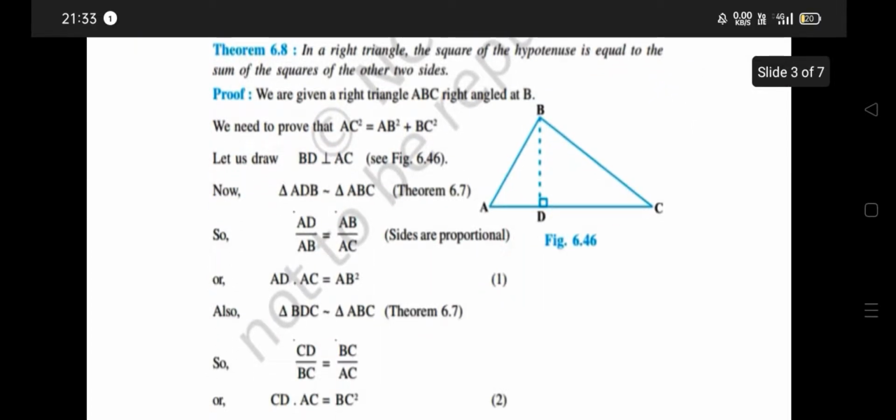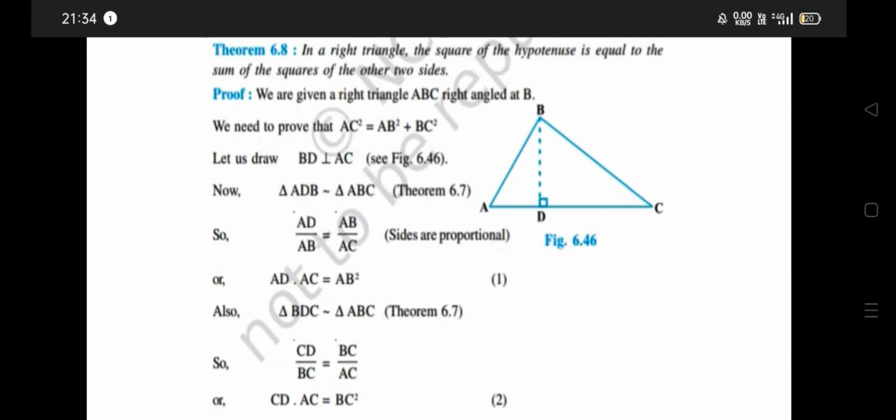It's in chapter Triangles, theorem 6.8, and the statement goes like this. In a right triangle, the square of the hypotenuse is equal to the sum of the squares of the other two sides. That is, if we consider a right angle triangle, the square of the hypotenuse, that is the square of the longest side, will be equal to the sum of the squares of the other two sides, that is, the sides other than the hypotenuse. Squares of those would be equal to the square of the hypotenuse.